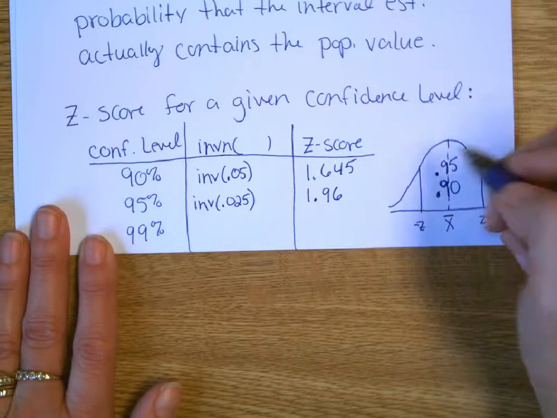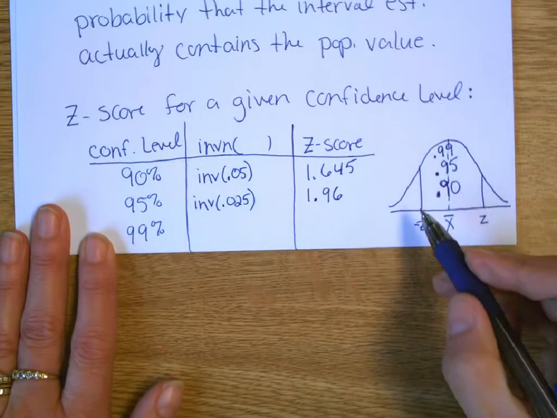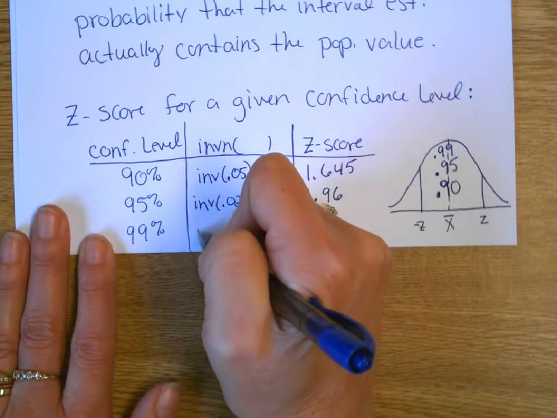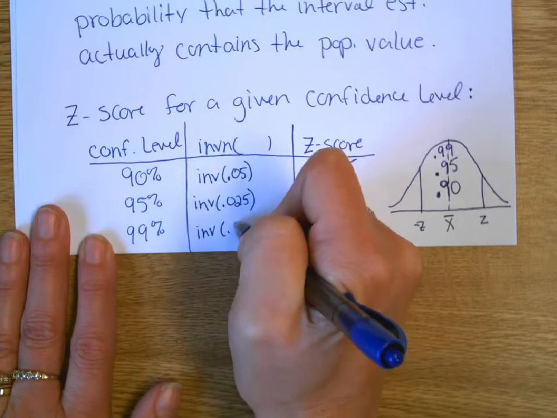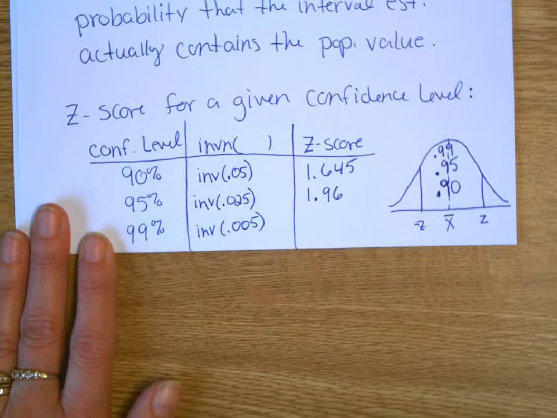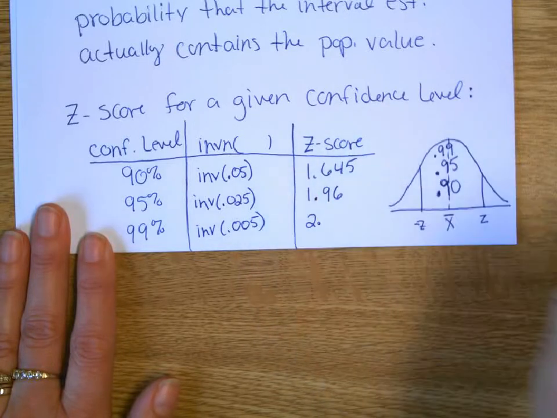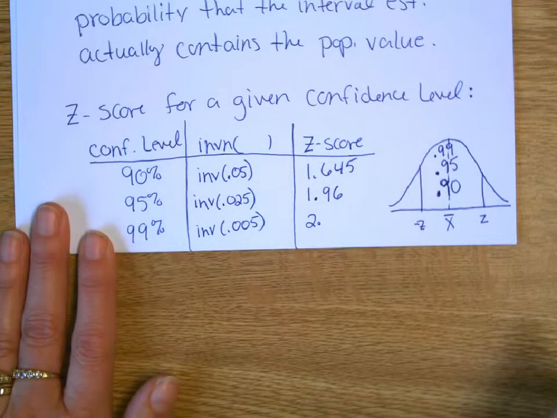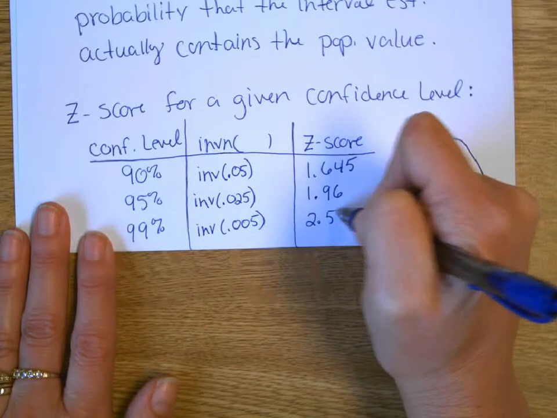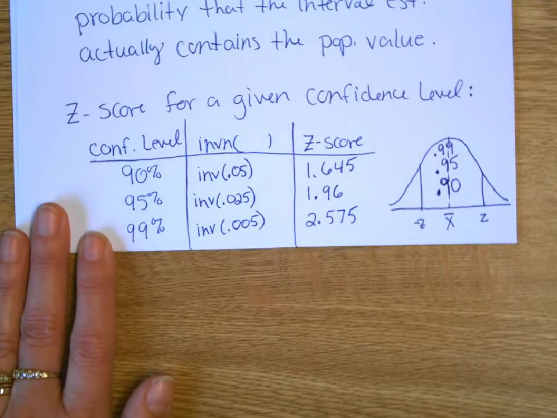And then the third one is to have 99% in the middle. So then that leaves what in the tail piece? 0.005. And then that z-score is, and they go out 3 places on this one also. And they have 2.575. I don't know why they didn't make it a 6. Never mind.